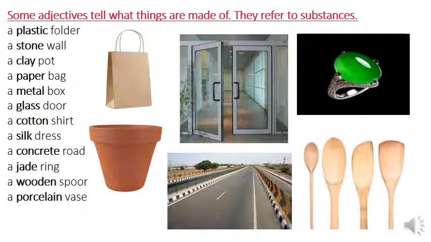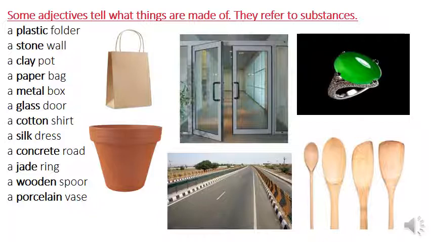Some adjectives describe what things are made of. So we can say a plastic folder, a stone wall, a glass door, a cotton shirt, a wooden spoon. These are adjectives that tell us what the thing is made of. Is it made of plastic? Is it made of wood? Is it made of glass, of cotton, of wool?